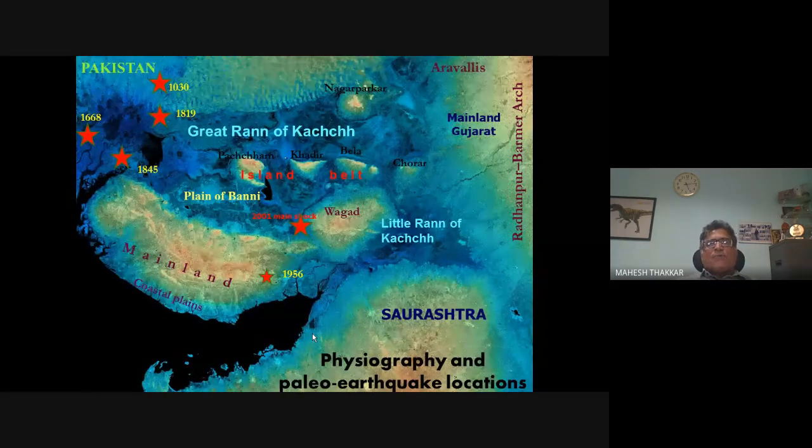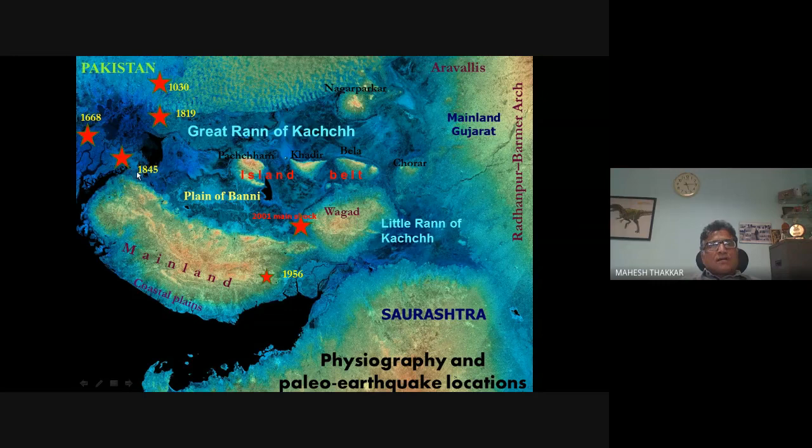So now I would take you to the seismic, that means the last few hundred years or few thousand years of the tectonic history, earthquake history. In this particular picture, you can see the latest earthquake, 2001. Before that, we have the 1956 Anjar earthquake. This is the Bhuj earthquake.